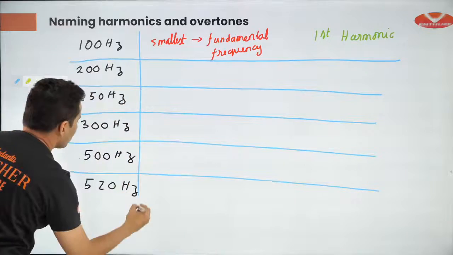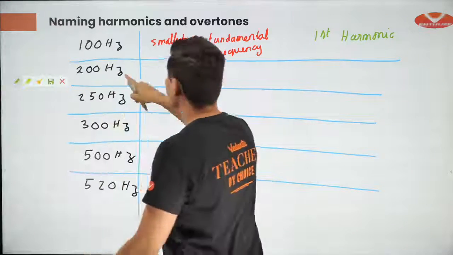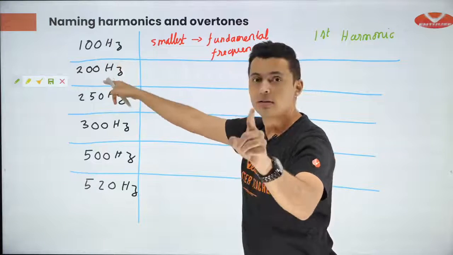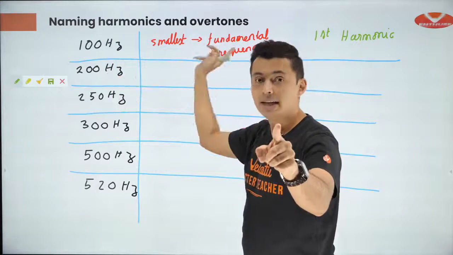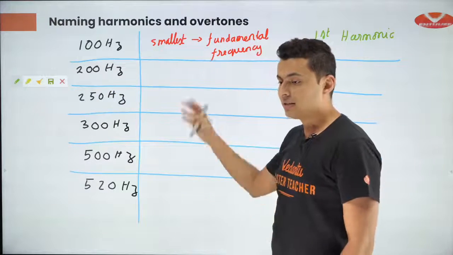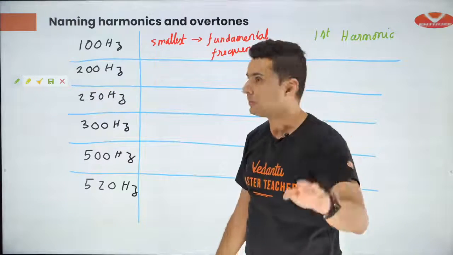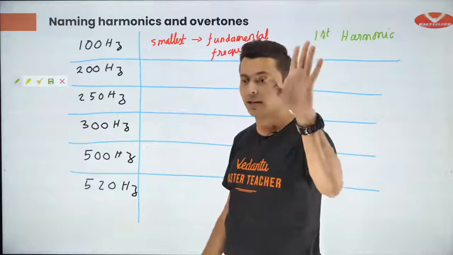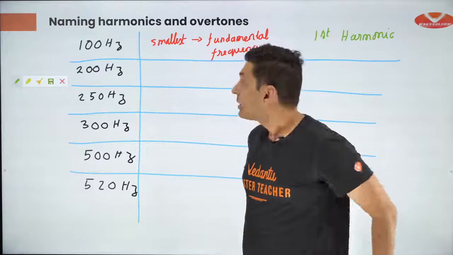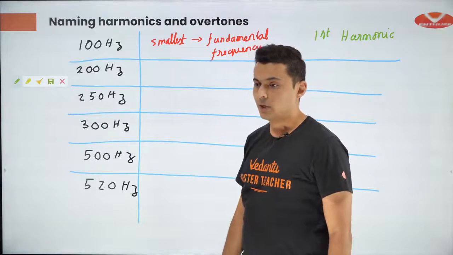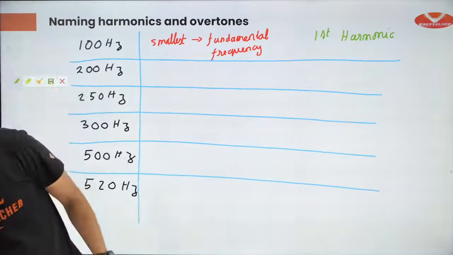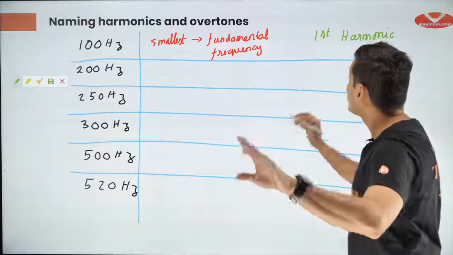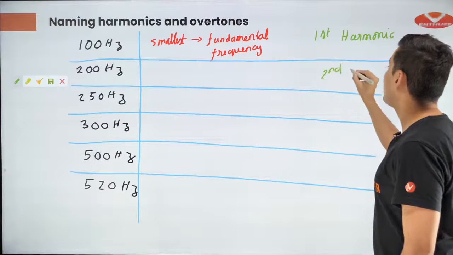Now, keep this in mind. This 200 is how many times the fundamental? Ankit, the smallest frequency is called the fundamental. That's all. These are the frequencies of something. Doesn't matter what it is. I'm just teaching you how to number it. Just pay attention. How many times is 200 of 100? Come on, guys. Think about it. Twice. So this is called the second harmonic.